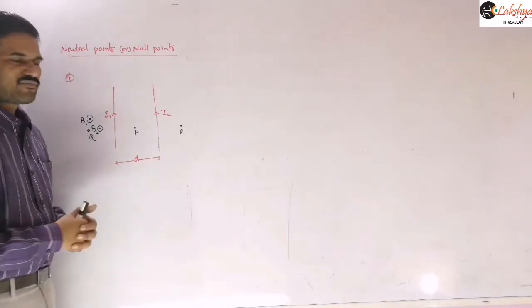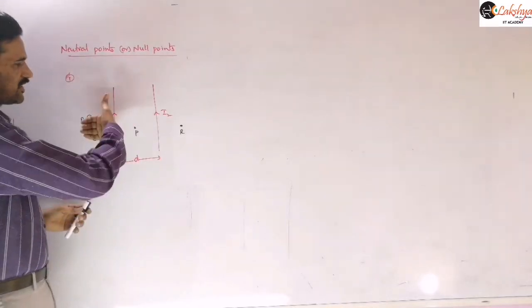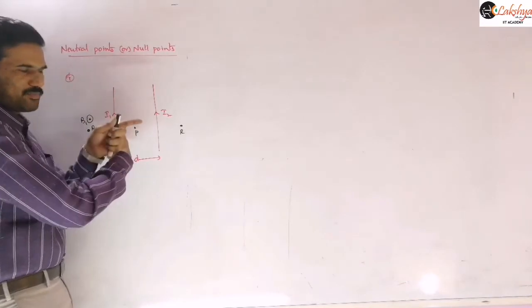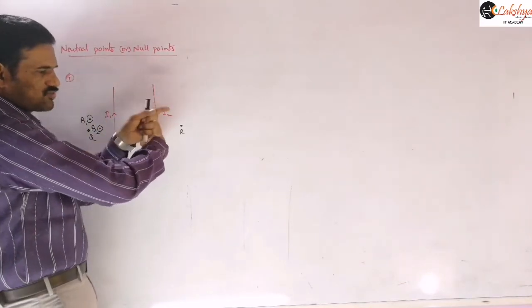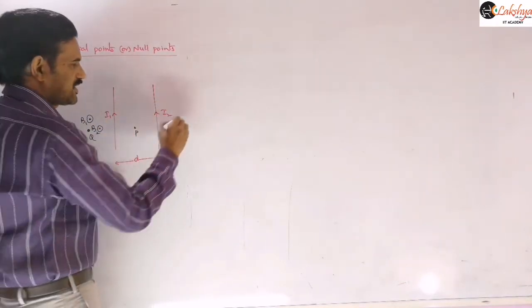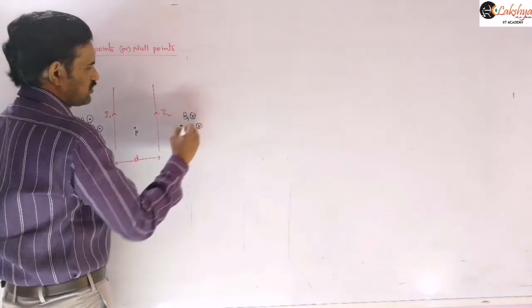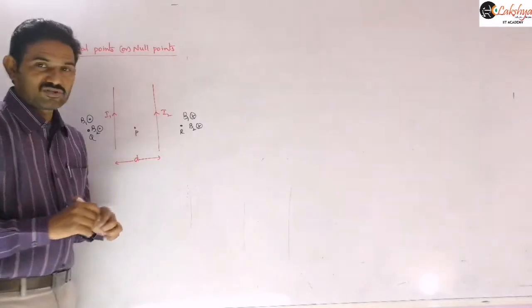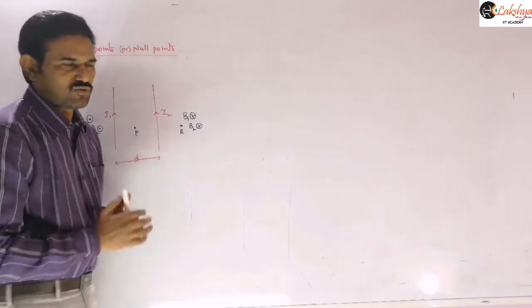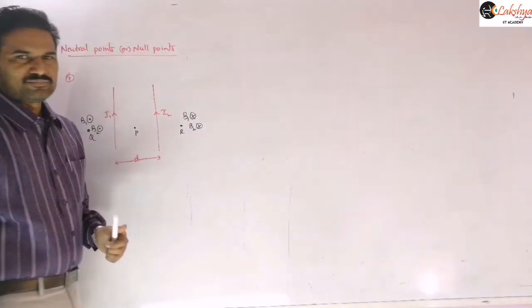Now similarly let us check for this point R. The magnetic field due to this wire will be into the plane, and the magnetic field due to this wire will also be into the plane. So B1 is into the plane and B2 is also into the plane. So a neutral point is not possible for that point also, for that region also. So at any point on this side, it is not possible.